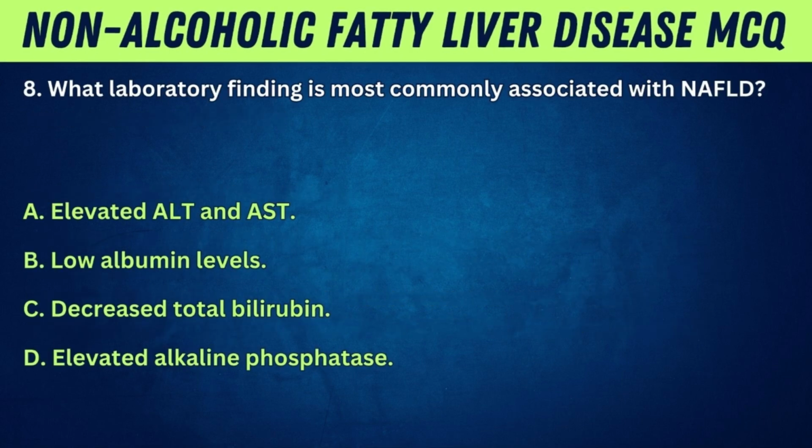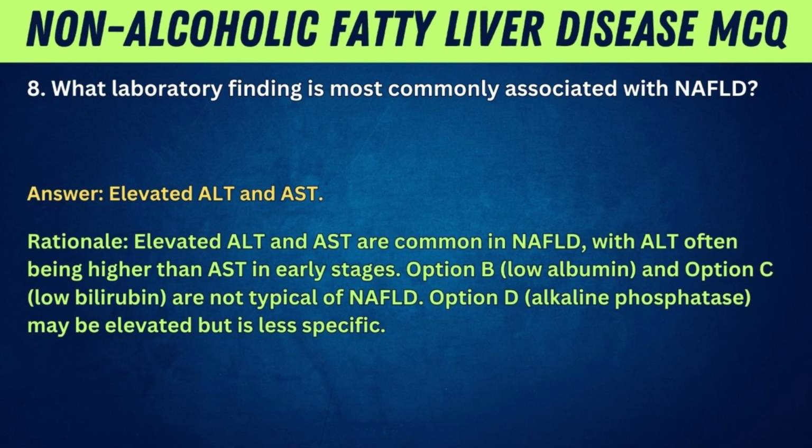8. What laboratory finding is most commonly associated with NAFLD? A. Elevated ALT and AST. B. Low albumin levels. C. Decreased total bilirubin. D. Elevated alkaline phosphatase. Answer: elevated ALT and AST.